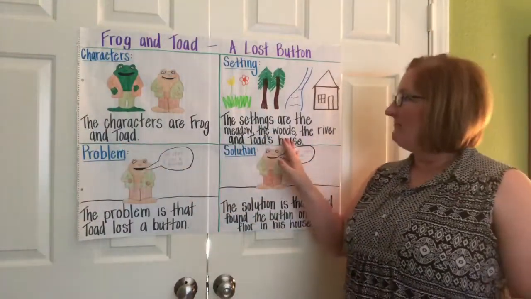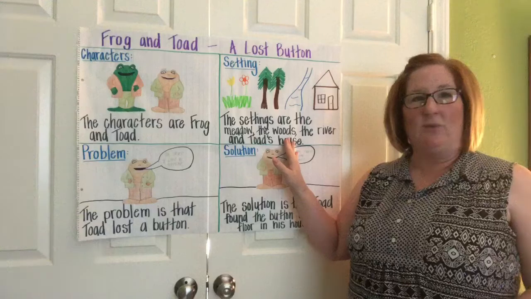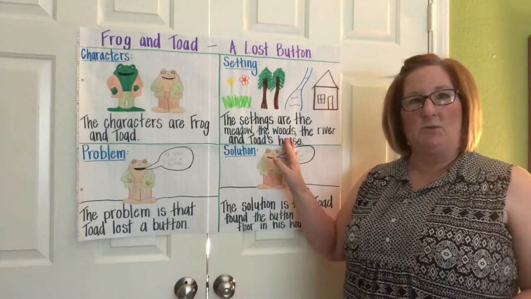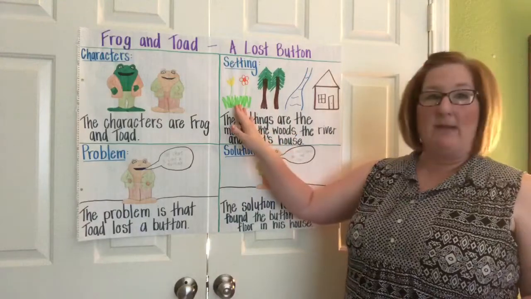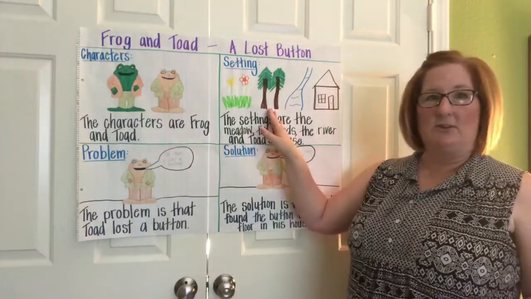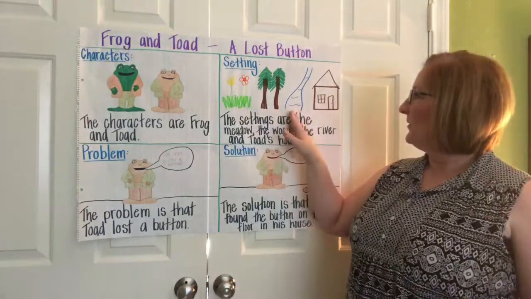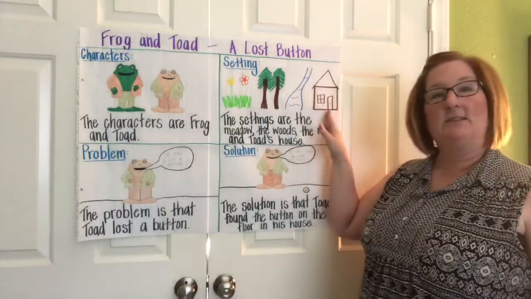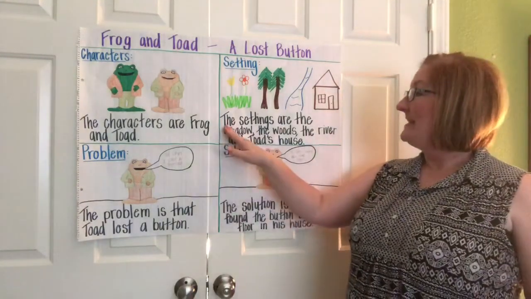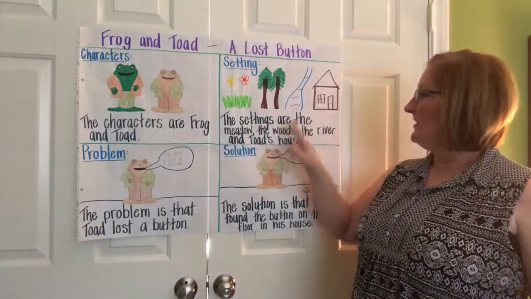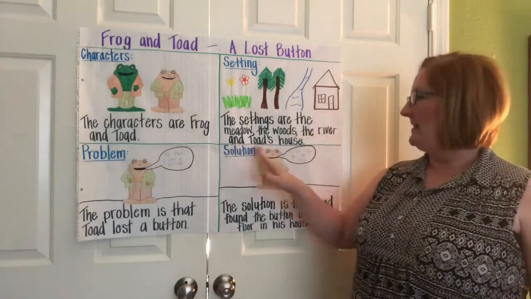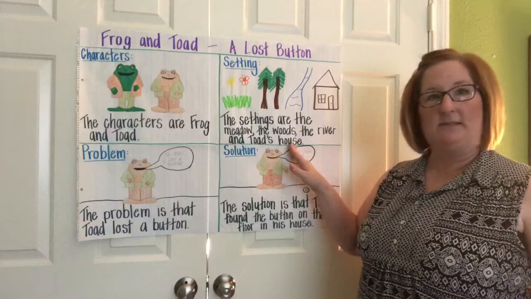Over here for setting, this story actually has 4 different settings. So I drew a quick little picture of each one of the settings. I drew the meadow that they walk through, the woods that Frog and Toad walk through, the river, and Toad's house. For my sentence, I wrote, the settings are the meadow, the woods, the river, and Toad's house.